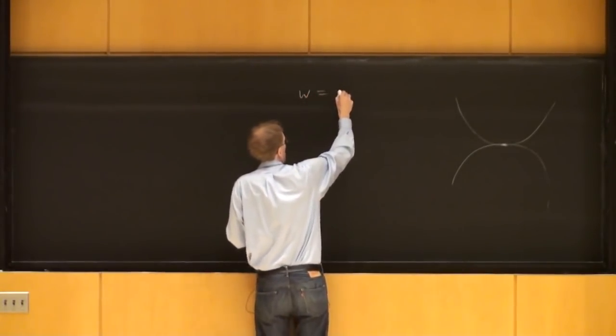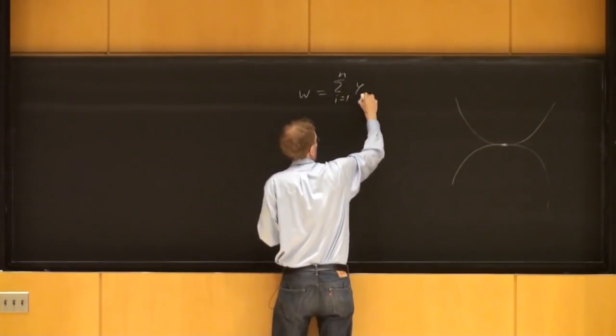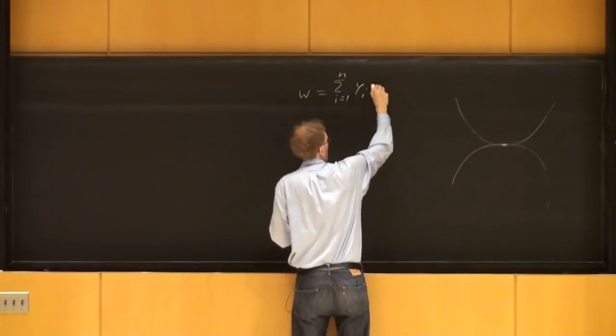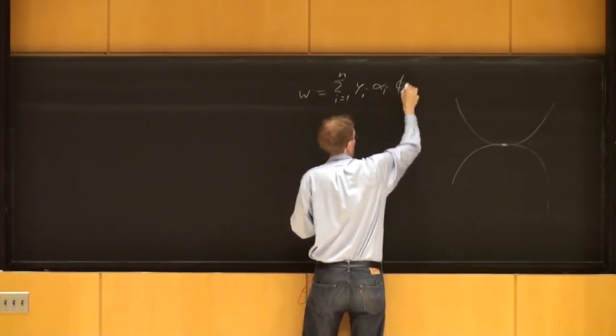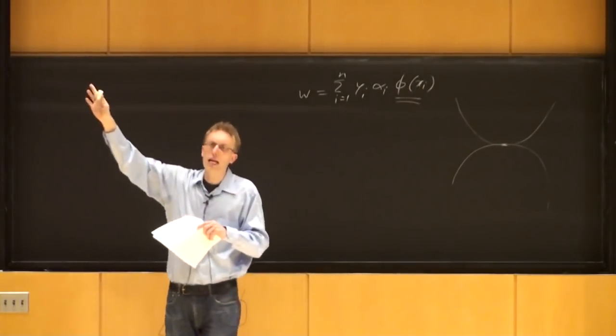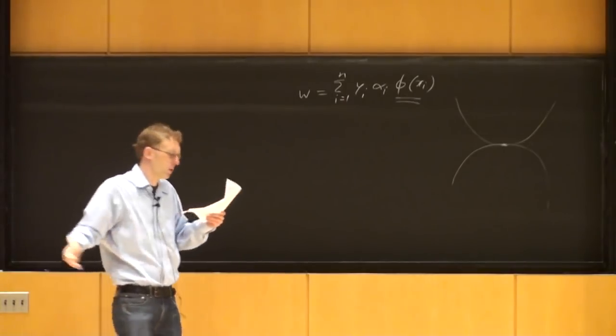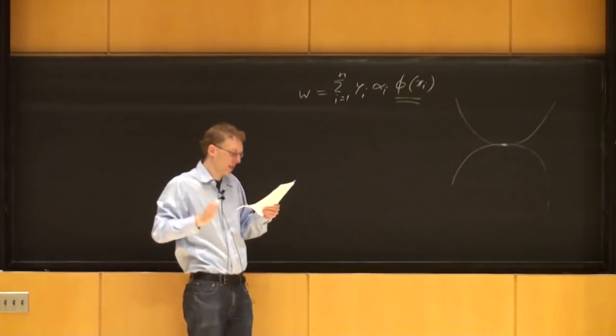The weight vector at the end becomes the sum of all data points times yi times alpha i times phi of xi, where, one more time, phi is basically this mapping to this really high-dimensional space that we never actually compute. But as long as we only do inner products with other points, it's correct.